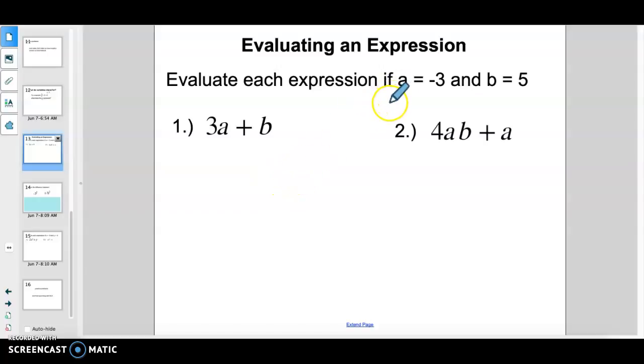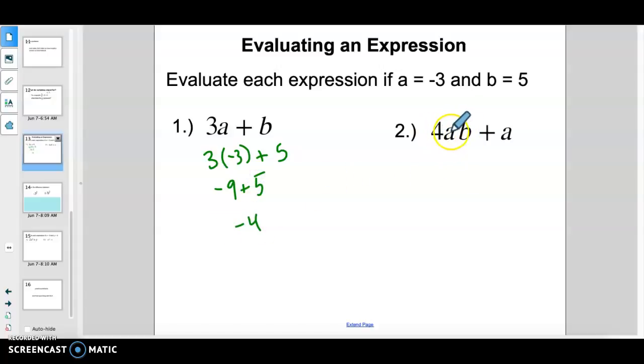Here it's saying evaluate an expression if a is -3 and b equals 5. When I look at this expression, when I see an a, I'm going to plug in a -3. And remember, when things touch, it stands for multiplication. So I'm going to use parentheses and put -3 in there, and then plus b, which is 5. So -3 times 3 is -9. -9 plus 5 is -4.